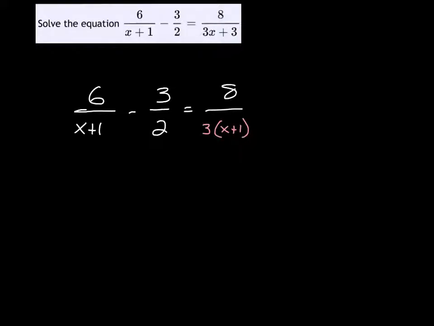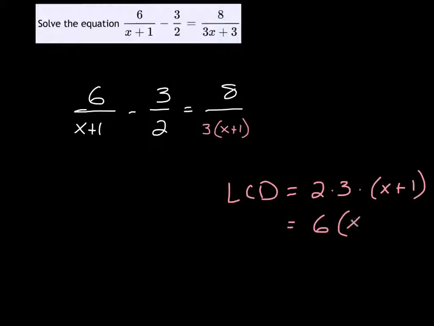Once we have done that, what we need to do is identify the LCD, which is first identifying all of the unique factors. And in this case, we have a 2, we have a 3, and we have an x plus 1. And again, those are the unique factors. x plus 1 shows up twice, but it only shows up one time in each instance. And so this works, and we can simplify this LCD to be 6(x plus 1).